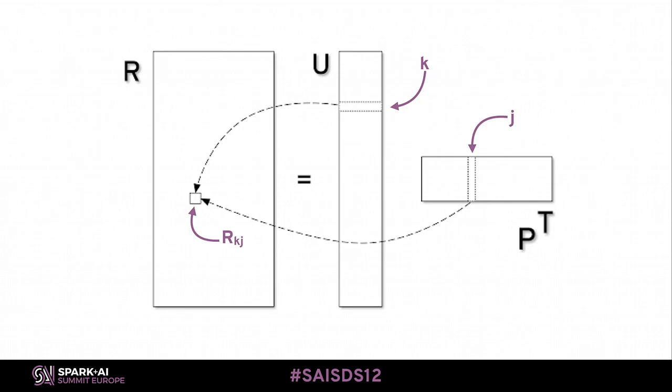So U is our matrix of user factors, and the kth row of U relates to user K. Similarly, P is our matrix of product factors, and the jth row of P relates to product J. Why is this useful? Well, if we want to predict how user K might rate product J, we just multiply those two vectors together. Great.